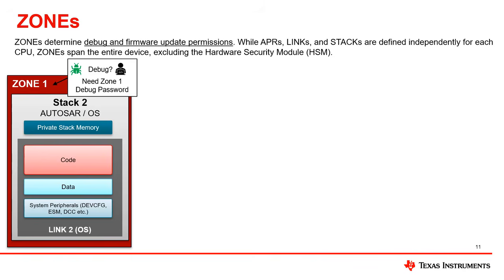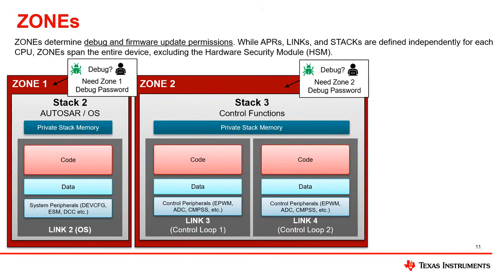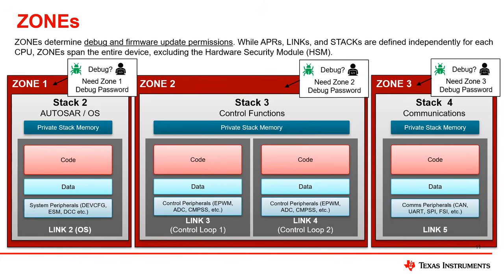Anytime someone wants to access all of the software resources related to the OS, they would need a password associated with the zone in order to open up access. In a similar way, another group could be working on the control code, or a third party could be working on communication stacks and only want to access resources and software for their control application or communication stack. This can be isolated and done via zone and require a password for entry.